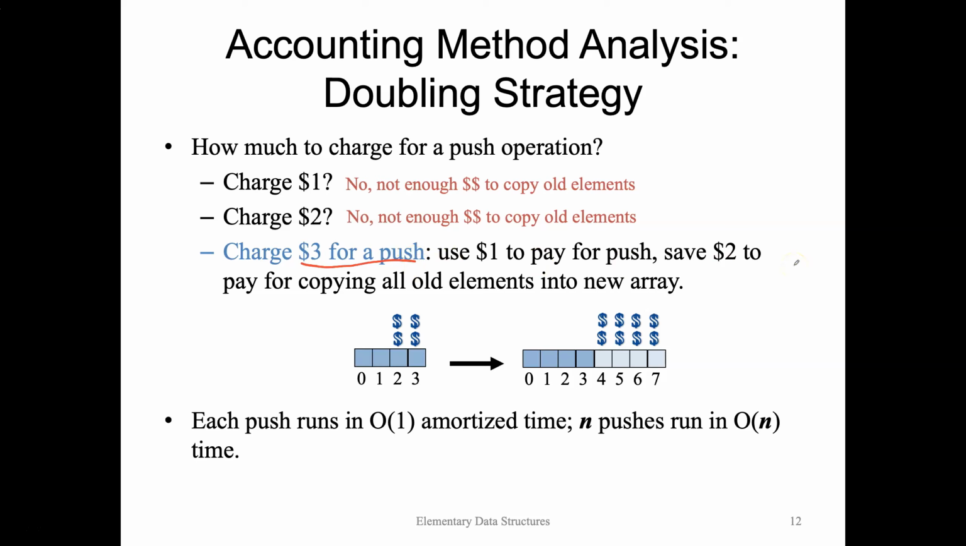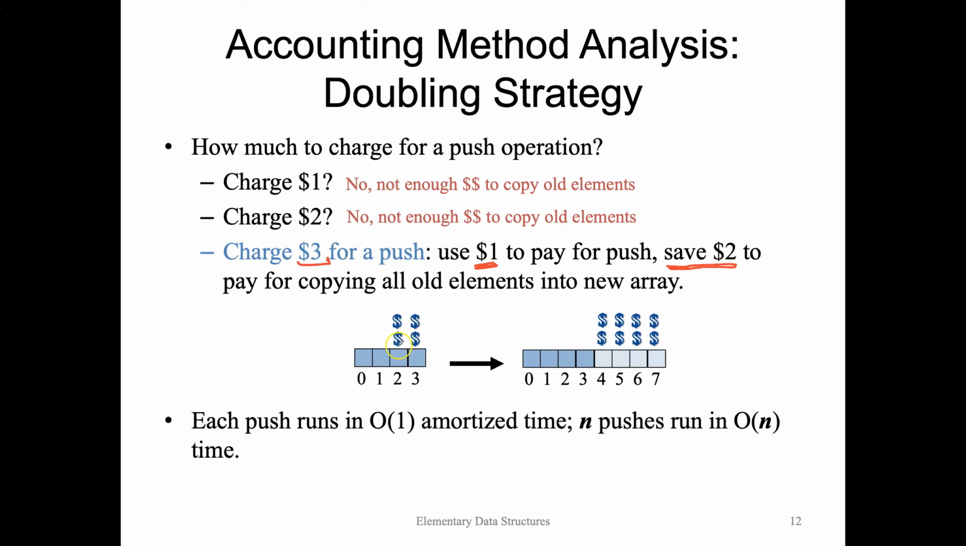Otherwise, it's possible that maybe after the 500th push we'll have a problem. We don't know yet. So we need to prove the computer would always have enough money if we charge $3 for a push. So the main idea here is that when we charge $3, we use one of those $3 in order to pay for the push, and then we get to save up with that element an extra $2, which will help to cover the cost of copying all of the other items over.